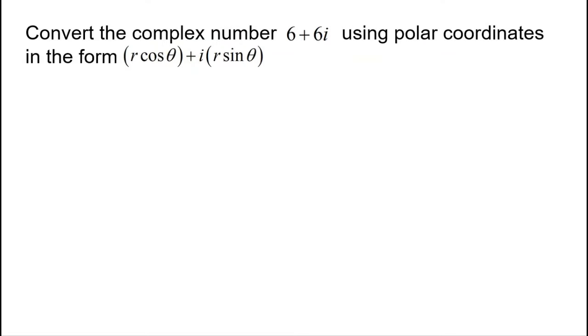In this example, we are asked to convert the complex number 6 plus 6i using polar coordinates in the form r cosine of theta plus i times r sine of theta. All right, so here's what we know. If this is our complex number, in rectangular coordinates, that would be 6 comma 6. So our a value is the 6 and the b value is also 6. So the rectangular coordinate would be a comma b. That means my rectangular coordinate for this complex number is 6 comma 6. Okay, so now I have to find r and theta using this x and y. That way I could put this into polar coordinate form.